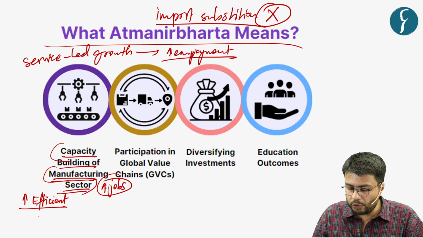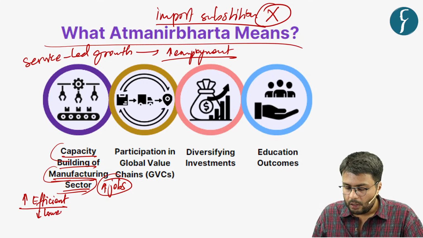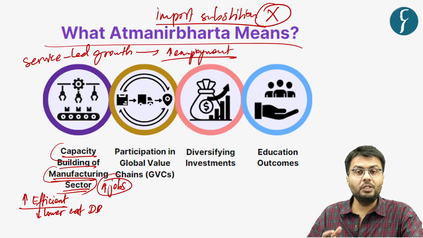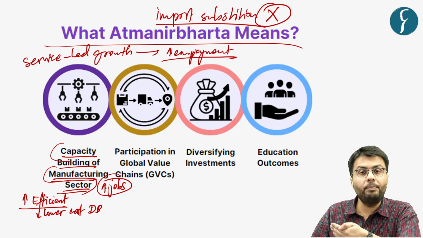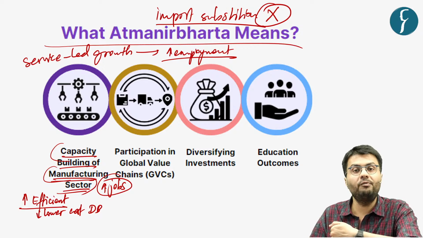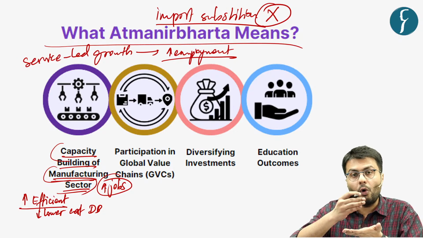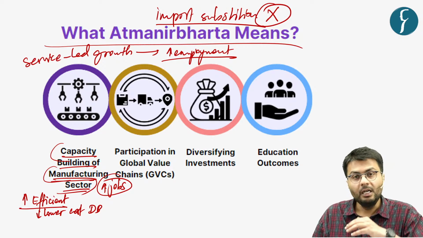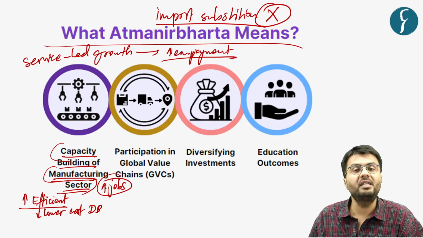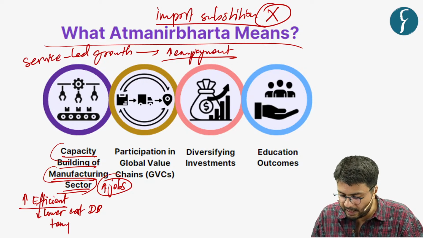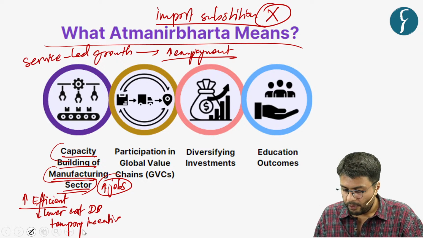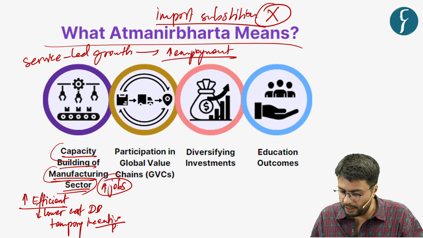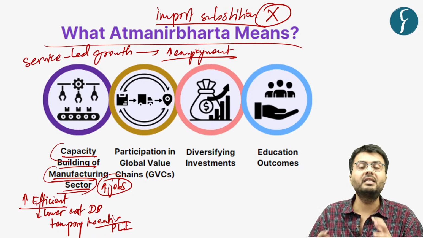Further, there is also a need to lower the cost of doing business, because this will reduce the input costs that a manufacturing facility will then have to incur, which will automatically reduce the cost of their products. Further, in order to promote the manufacturing sector in the country, the government is extending temporary incentives, the most important example of which is the production linked incentive scheme.